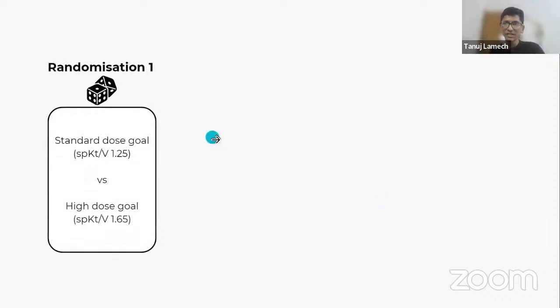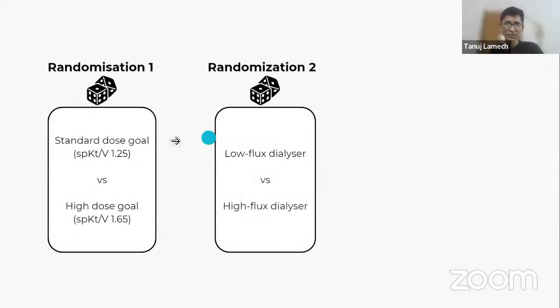So again, this was a 2x2 factorial trial design. Again, they got 2 randomizations. The first randomization was to answer that question, which is better, 1 or 2.